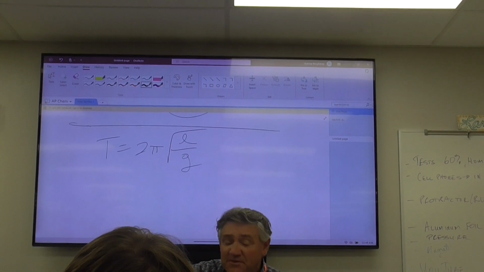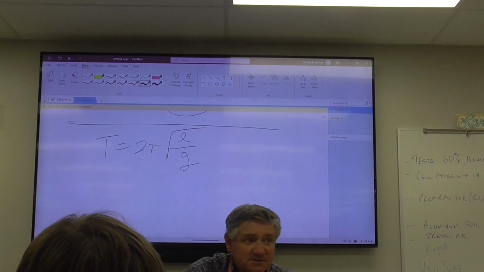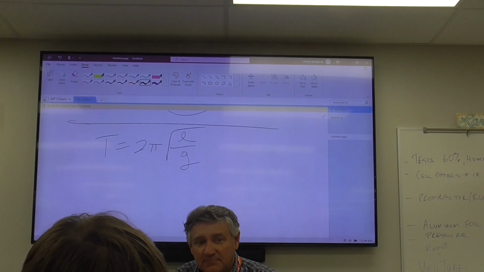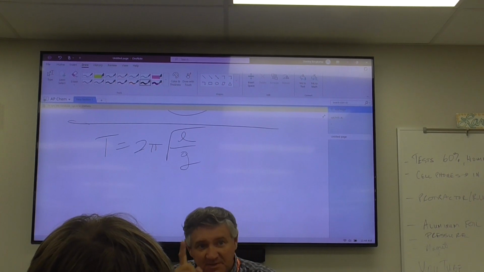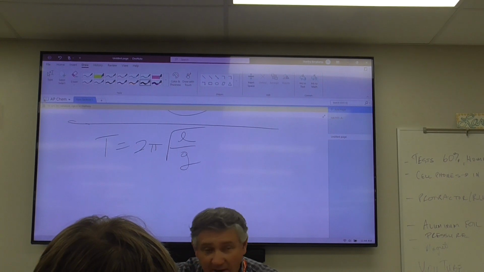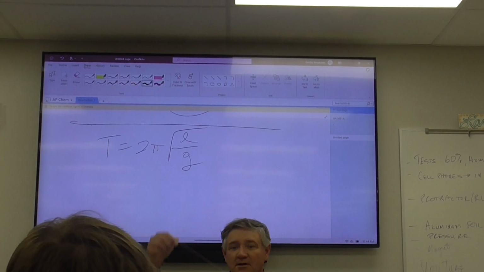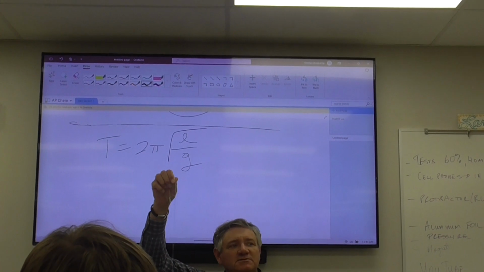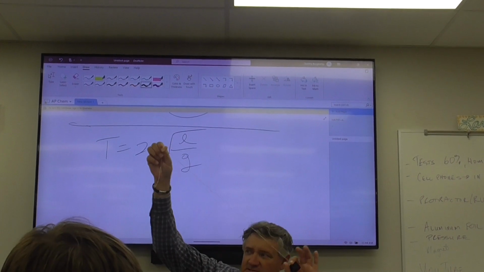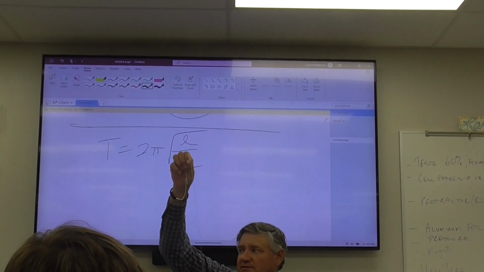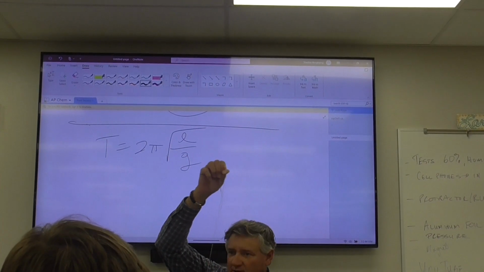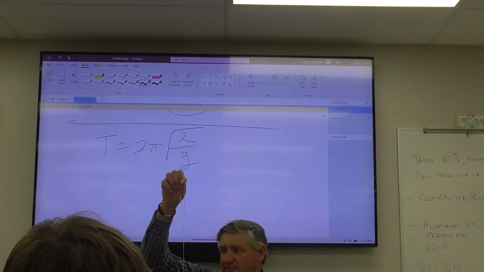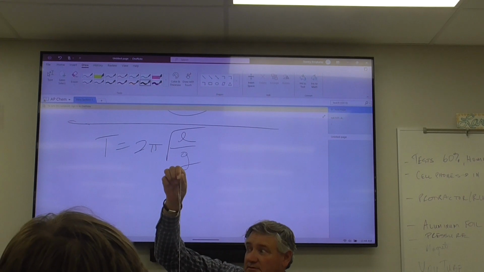Yeah. What are the only two things that determine the period of the pendulum? The length and gravitational acceleration. That's it. The amplitude of the swing doesn't fit into that equation at all. Does the mass of the rubber stopper on the end be a factor? Nope. It's only L and G. That's it. There's nothing else.